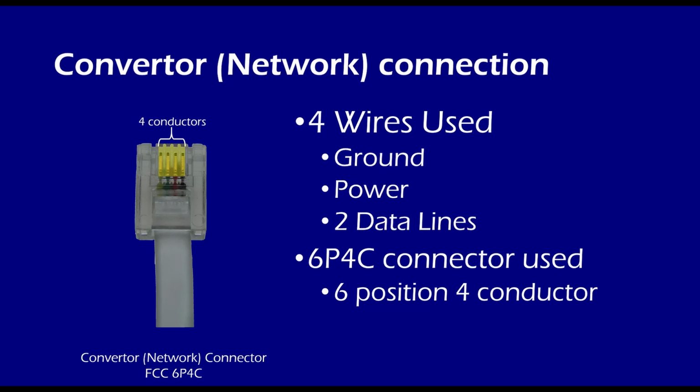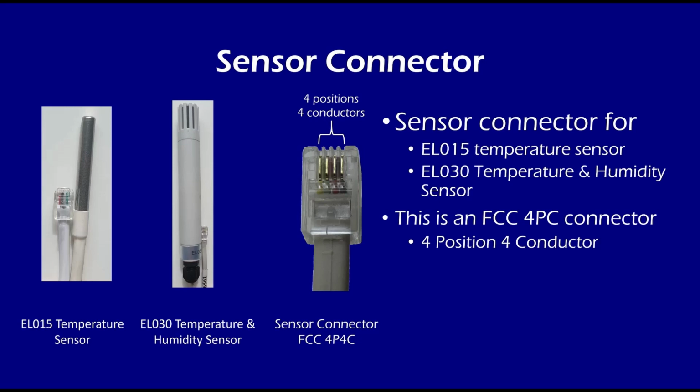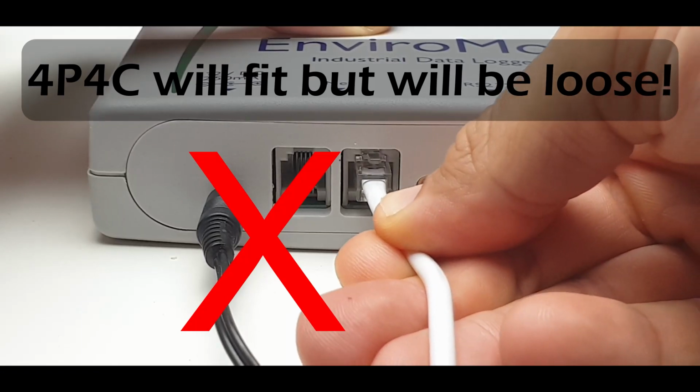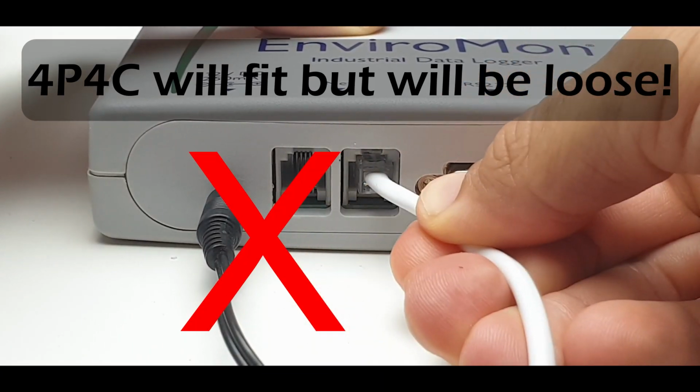Now this is important as some of the environment sensors use a slightly different connection. For example, the ELO15 temperature sensor and the ELO30 temperature and humidity sensor use a 4P4C connector, which is a 4-position and 4-conductor connector. As you can see, this is a narrower connection than the one used for the EnviroMon network. So if you're making your own cables, make sure you use the correct connectors, as the 4P4C connector will fit into the port but will be loose.